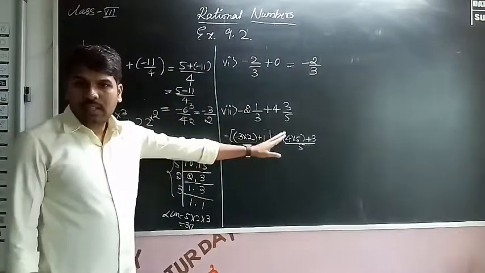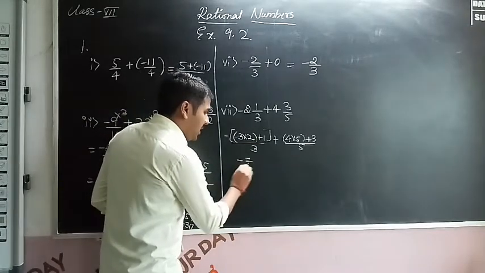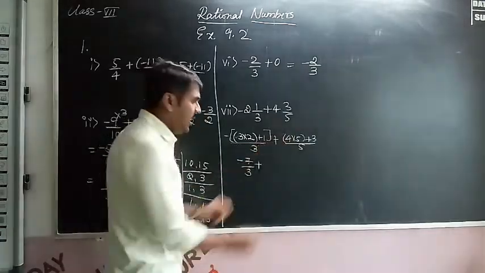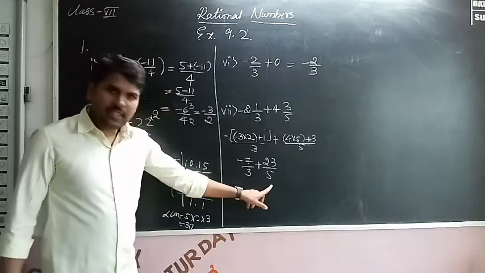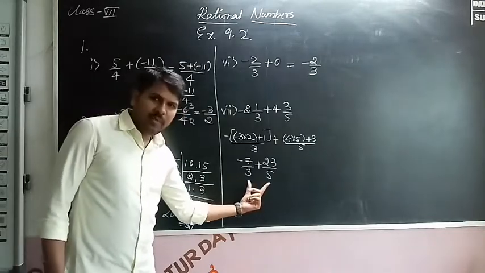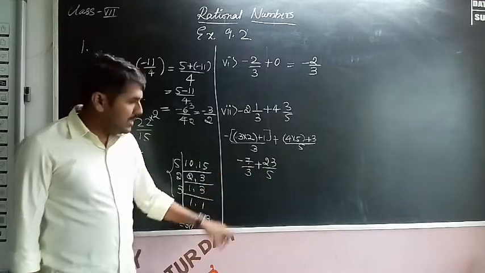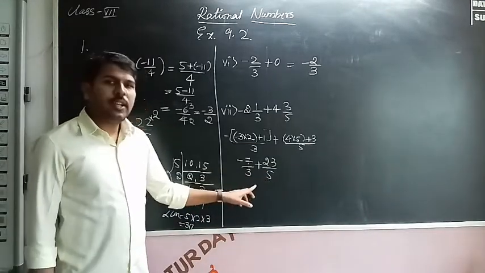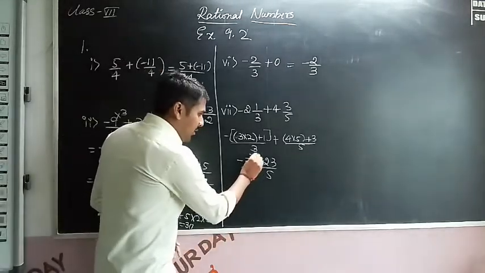Okay, so now 3 2s are 6. 6 plus 1 is 7, so minus 7 by 3 plus 4 5s are 20. 20 plus 3 is 23 by 5. So here the denominators are different. There are no common factors other than 1, so just cross multiply and you will get the LCM. LCM of 3 and 5: multiply those two numbers and you will get the LCM. 3 5s are 15. So here multiply 5.